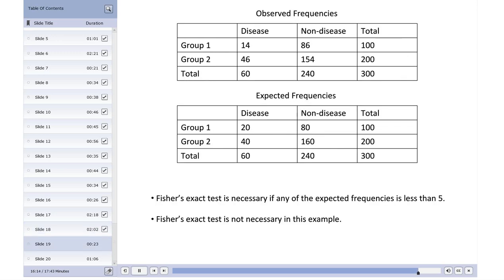The chi-square test that we just went over is actually based on an approximation, but it'll work really well as long as the values in your expected frequency table are large. However, if any one of the frequencies in your expected frequencies table is less than 5, you have to use Fisher's exact test. Fisher's exact test is something that will be covered in a more advanced biostatistics course or epidemiology course.